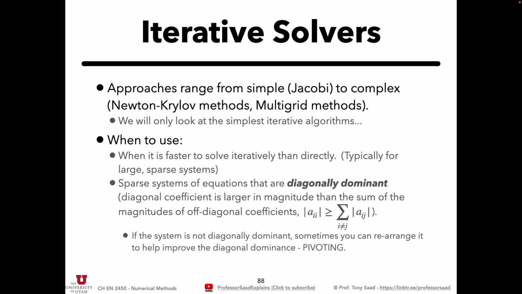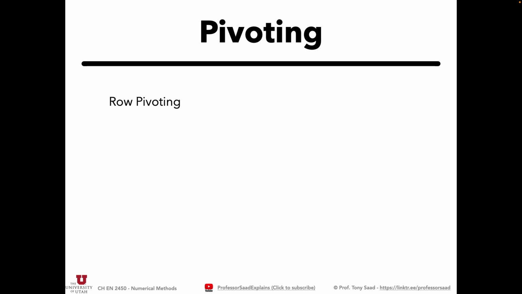They're great use cases. Now, oftentimes, if you don't have diagonal dominance, you could rearrange the equations such that you get diagonal dominance. And this is called pivoting. There are two types of pivoting, row and column pivoting. And again, when you think about a matrix, think about a system of equations. When you pivot a row, it means you're rearranging the order of the equations. When you pivot a column, you're rearranging the order of the variables, because the columns represent the variables.